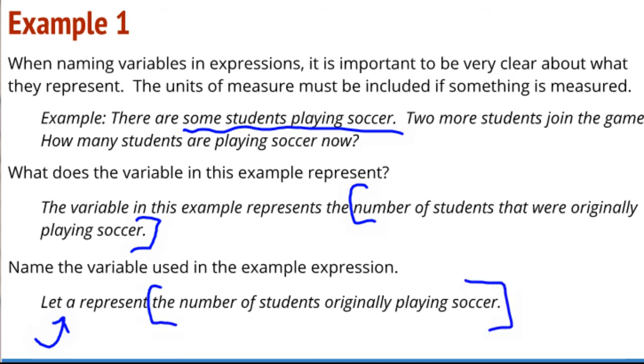And I am going to be very specific about that. I'm not going to have A represent the number of students because that's not true. The A is representing the number of students that were originally playing soccer. I'm not going to say that A represents the number of students playing soccer because that changes in this situation. I have some playing soccer and then 2 more join, so now I have some other ones playing soccer. So it's pretty detailed here. You need to be really specific about what it is that you're talking about.